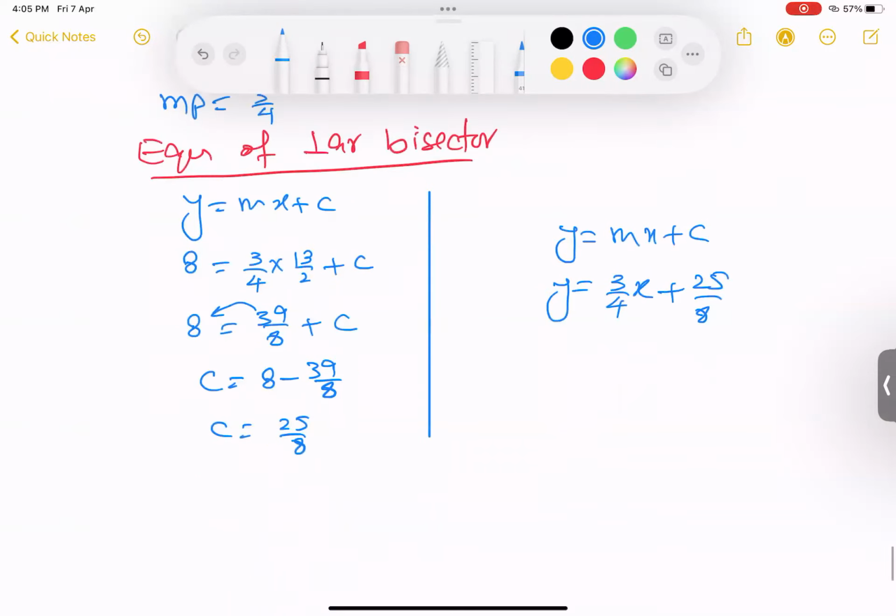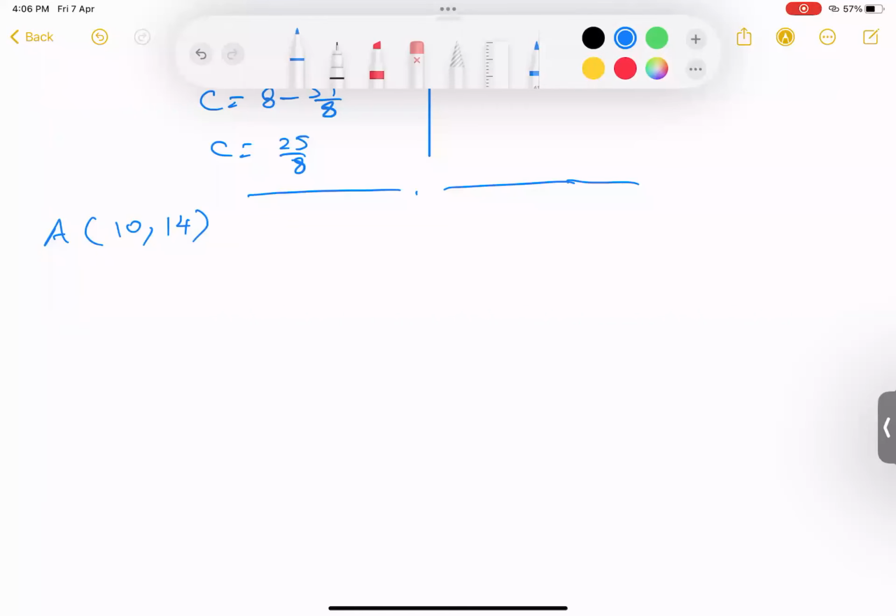And the question is completely over. Let's go to one last part, the last question. Let's take another question. A coordinate is (10, 14). Yes, students, so A is (10, 14).